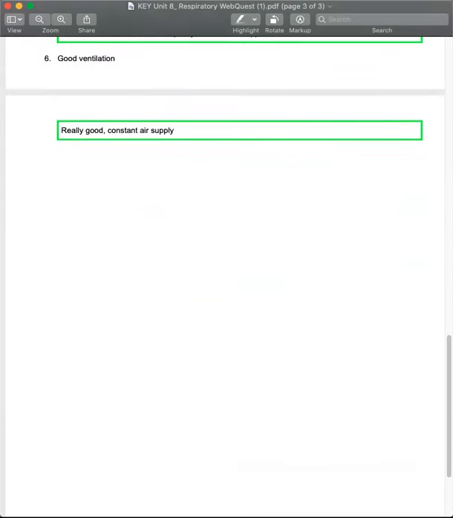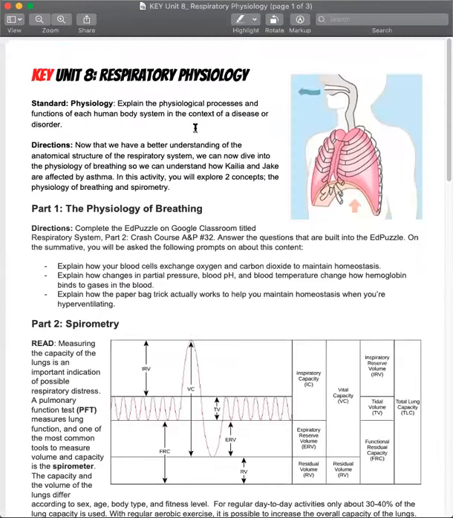Okay, so that was the respiratory WebQuest. Let's do the physiology lab next. Okay, so the Edpuzzle, if you didn't pay close attention to it, make sure you go back and watch it again. Make sure you look at the answers. I think it gave you the answers.